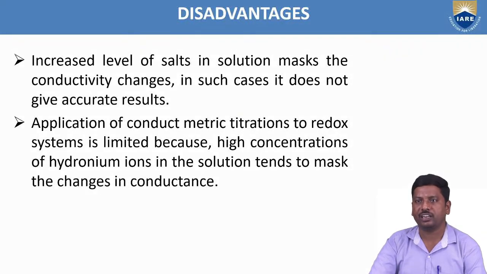And application of conductometry to redox systems is limited. Why? Because we use conductometric titrations only for neutralization reactions and precipitation reactions, but they cannot be used for redox reactions. That is a main drawback of conductometry, and high concentrations of hydrogen ions in the solution tend to mask the changes in the conductance. So these are the main disadvantages of conductometry.